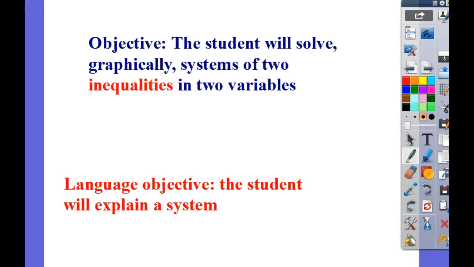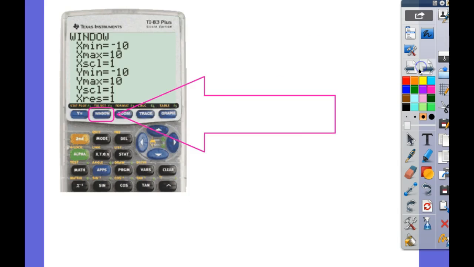So as I said, we are graphing, but this time we are graphing inequalities. And so we're going to be using our calculator to do that. So first of all, would you pick up your calculator and press the button that says window? Does everybody over here have a calculator? Everybody have a calculator. Press the window.